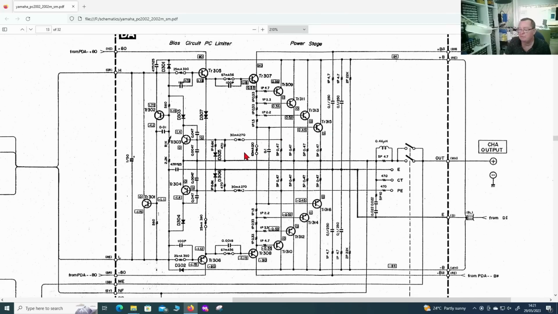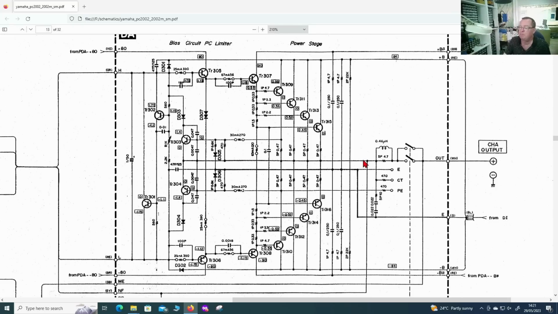What the protection circuit basically does on this amplifier, it monitors the voltage here. So this is the junction between all the NPN and the PNP transistors. When there's no audio, or when the waveform of the audio passes 0, the voltage on here will be 0, the speaker cone in its rest position, the middle position.